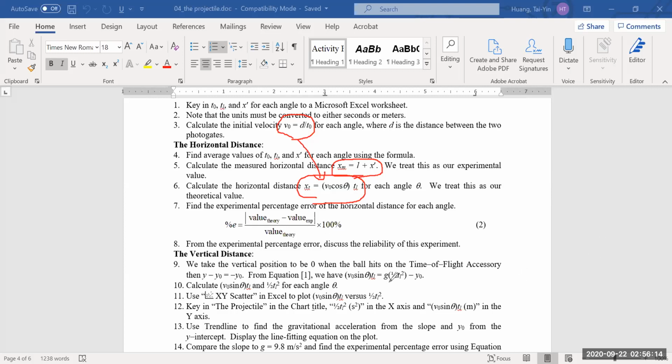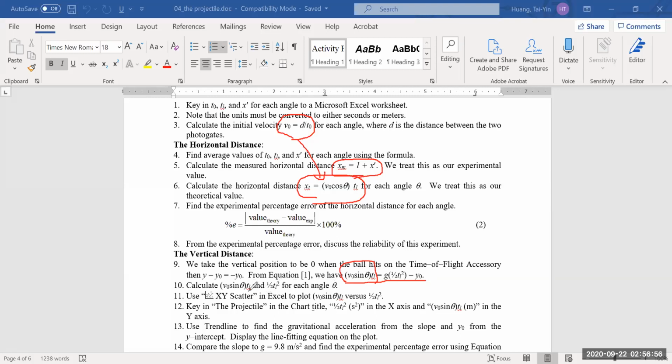Now, regarding vertical, this is the question. Remember, you're using equation 1, which is the vertical displacement is equal to the initial vertical velocity times time minus 1/2 g t squared. So when you rearrange this, you will have something like this. This term is the V naught sine theta, which is the vertical component of the initial velocity, times TL, and then this is g times 1/2 t squared, and then minus Y naught.